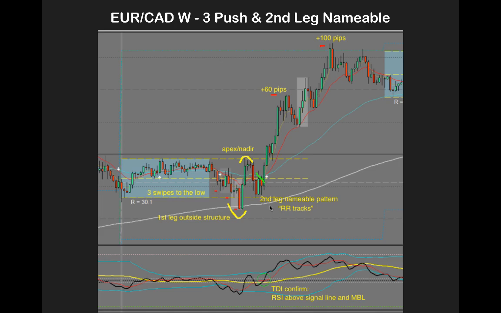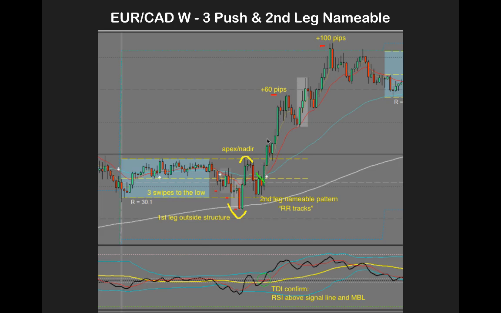Second leg nameable pattern with a candlestick close above the 13 EMA. That's your entry. Now if you did not have a second leg nameable pattern here, this candle here would represent your shift candle. It's approximately a 10 or 12 pip candle, and it's a shift out of the zone. This is the signal that the market maker is moving out of this range and they're about to reverse.